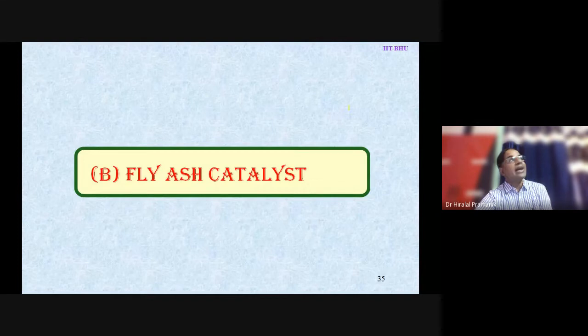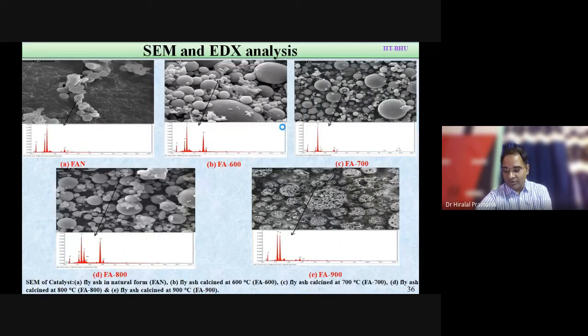Next one is fly ash. It's very interesting. Fly ash was used as a catalyst here, and again I told you it was calcined, and this EDAX image shows that various temperatures give various surface morphology as well as silica alumina ratio. With the increase in temperature, pores are opened up, and that's why pore volume increases. And finally, beyond 800 degrees Celsius, when the temperature was 900, there is pore collapsing.